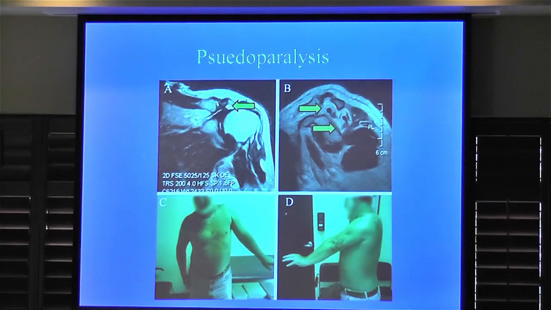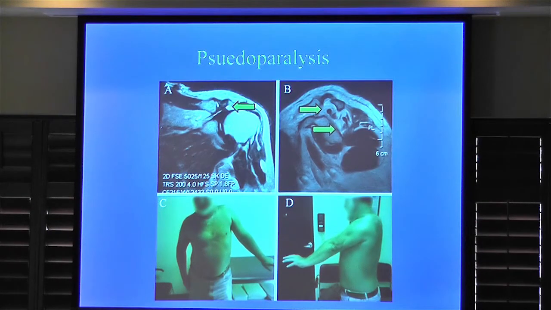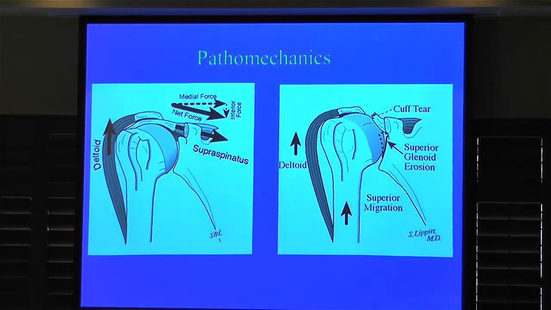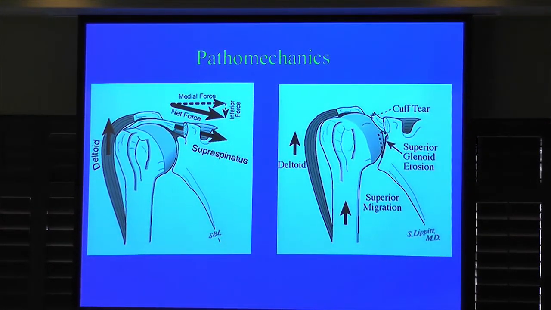And this gentleman has pseudoparalysis. He cannot actively lift up to shoulder level. He's got obvious significant fatty degenerative changes of his superior and posterior rotator cuff. That alters the mechanics of the joint. The rotator cuff here keeps the head centered on the glenoid. Here, it's up, with a torn rotator cuff. You're developing arthritis on the superior half of your glenoid.